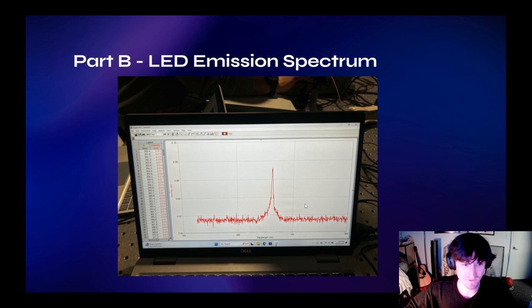This took quite a while to get because it was pretty variable and it was hard to hold the LED in place long enough to be able to take a picture.